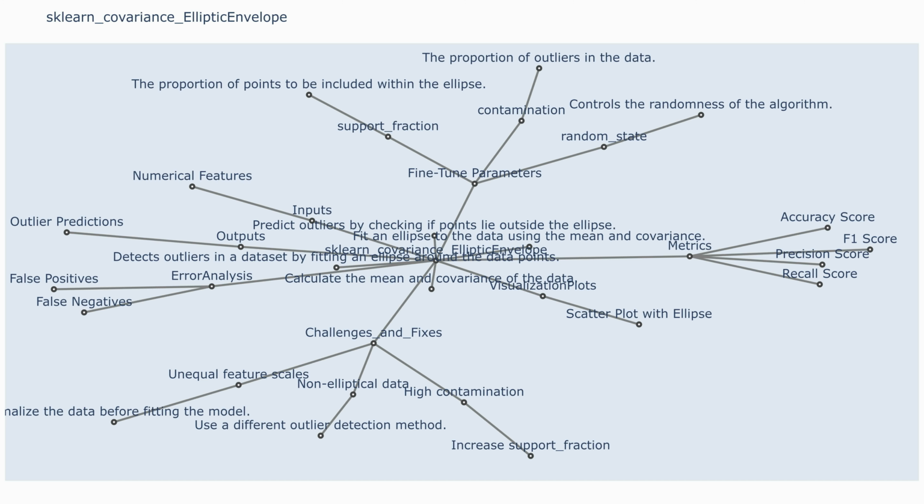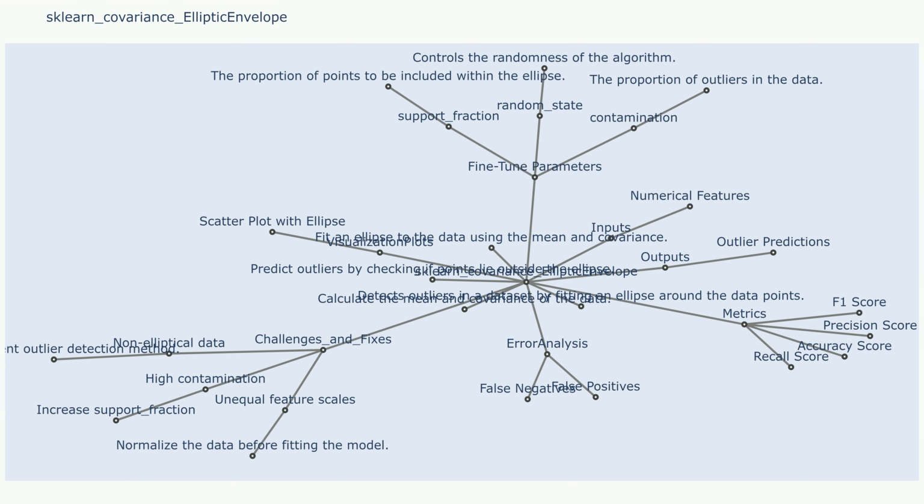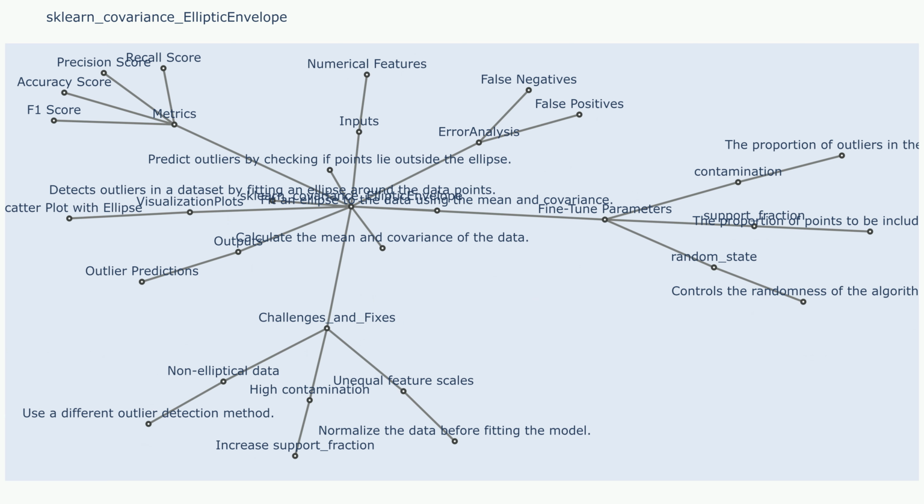sklearn.covariance.EllipticEnvelope. Description. Elliptic envelope is an outlier detection algorithm that uses a robust covariance estimator to fit an ellipse to the data. Points that lie outside the ellipse are classified as outliers. This algorithm is particularly effective for detecting outliers in multivariate data that exhibits a roughly elliptical distribution.